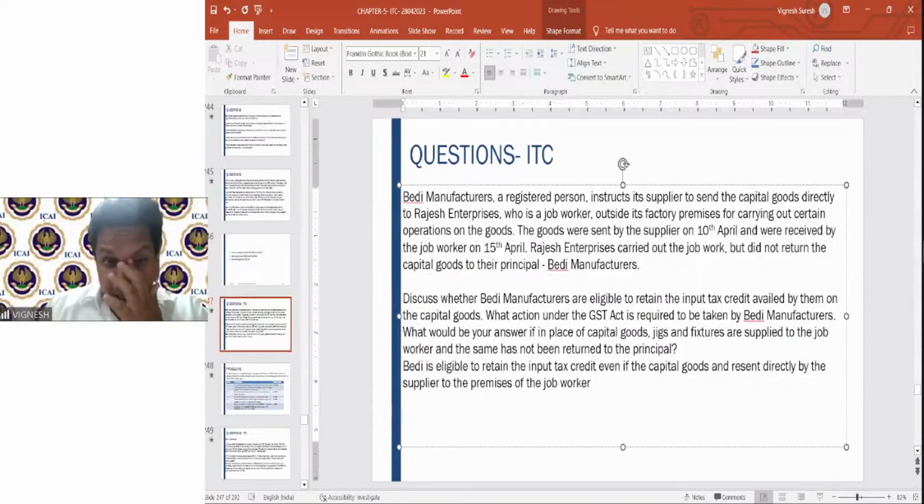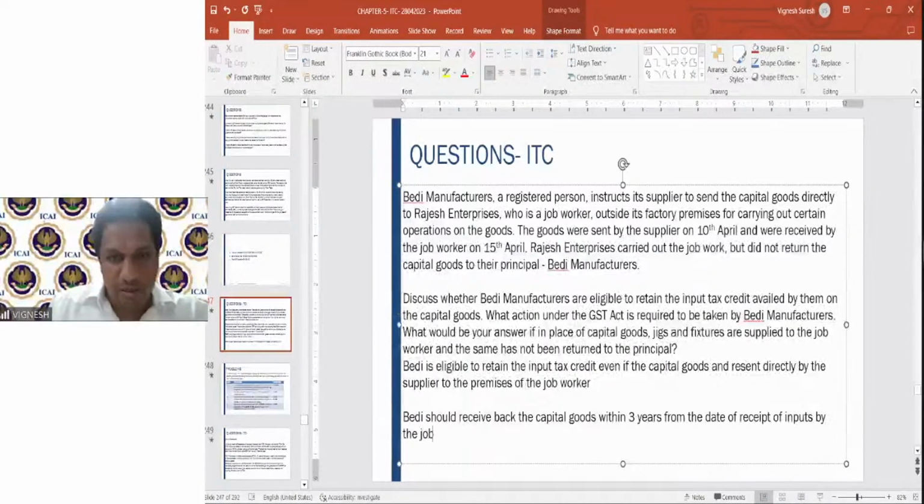What action under GST is to be taken by bedding manufacturers? Nothing. They can claim the input tax credit, no problem. Now, what action is to be taken? BAD should receive back the capital goods within 3 years from the date of receipt of inputs by the job worker, which is nothing but 15th April. Okay, right?